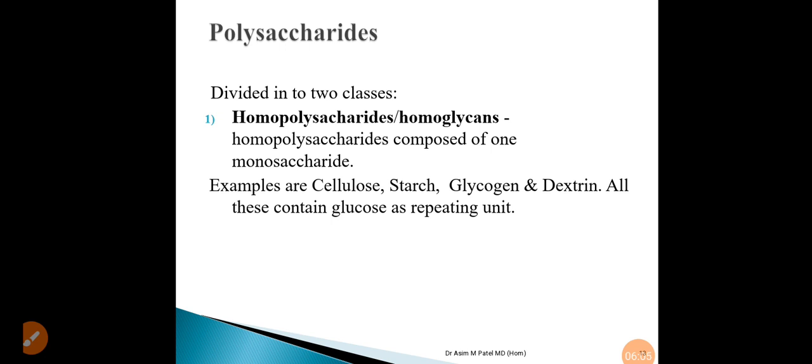Now, the next thing is about the polysaccharides. These polysaccharides are again classified into two types: homopolysaccharides and heteropolysaccharides. Homopolysaccharides, also called homoglycans, are composed of only one monosaccharide unit repeating. The examples for homopolysaccharides are cellulose, starch, glycogen, and dextrin. All these contain glucose as a repeating unit.